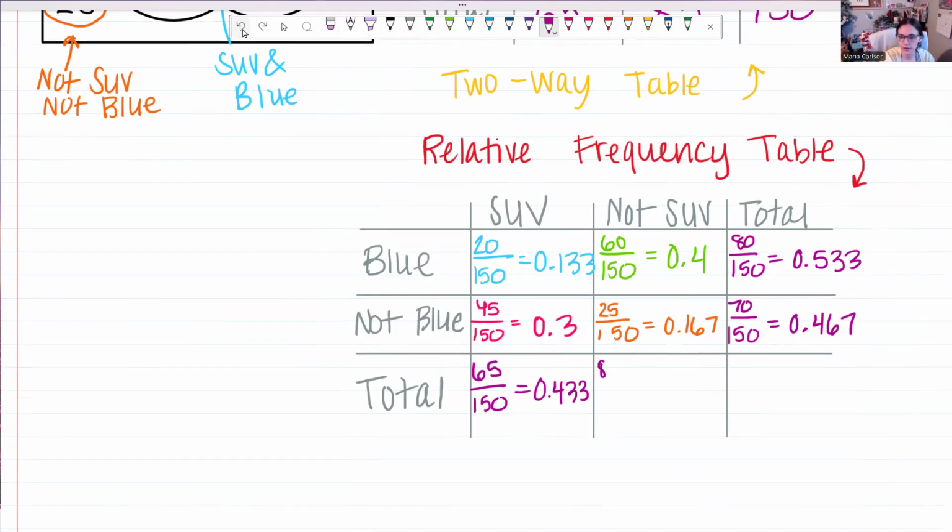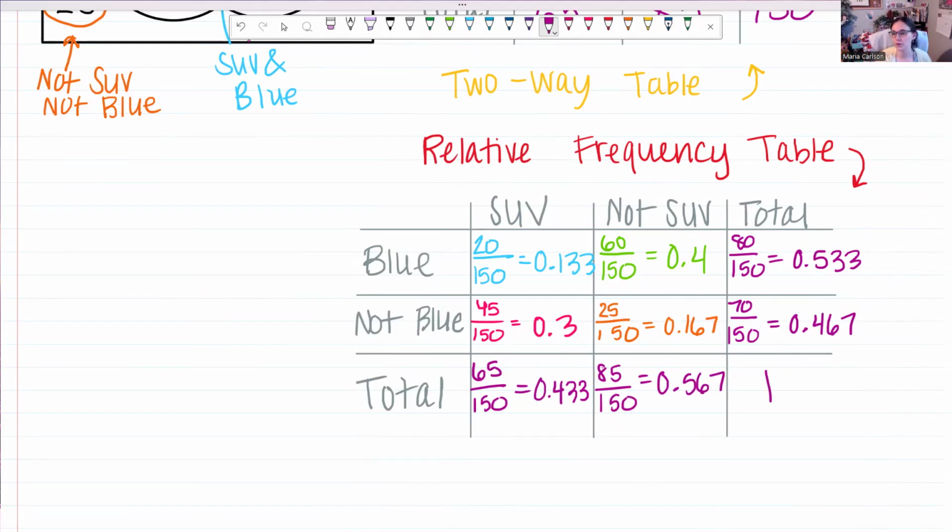Let's see, let's write that a little better. 85 out of the 150 total vehicles. And if you add up the relative frequencies of the blue not SUVs and the not blue not SUVs, that will produce the marginal frequency here of 0.567. And then when you add these up together, the total is 1.